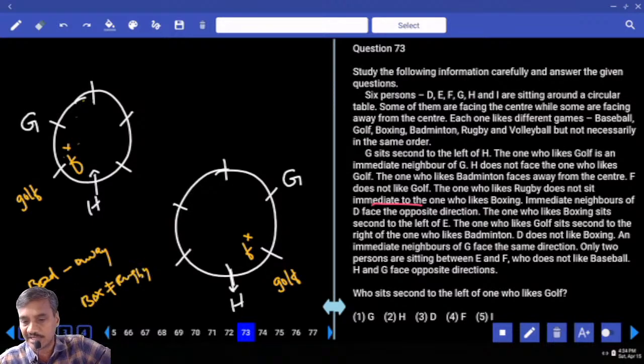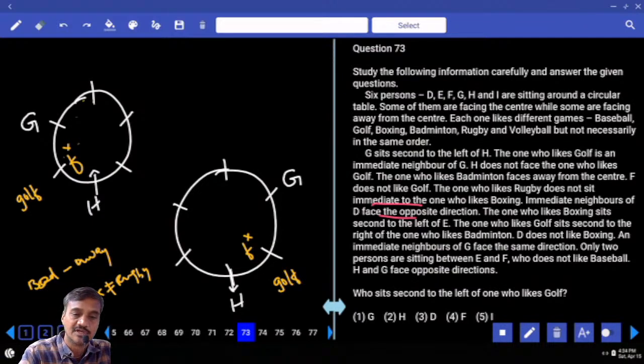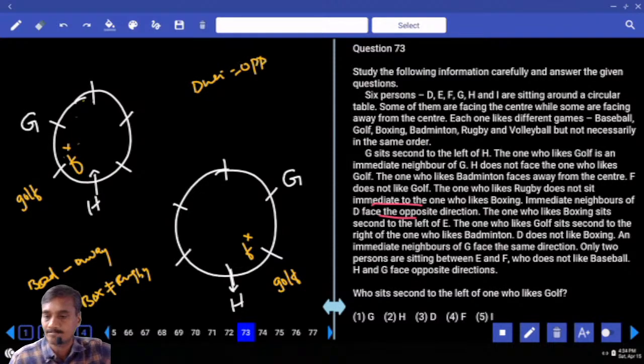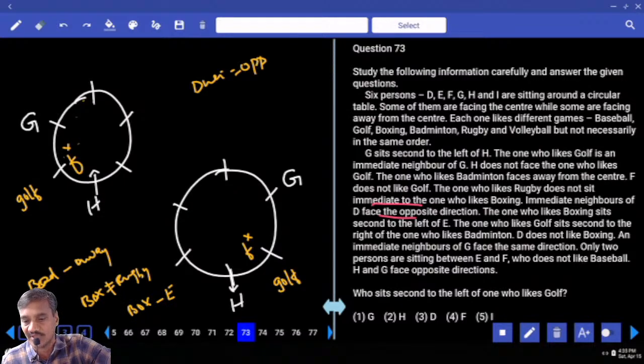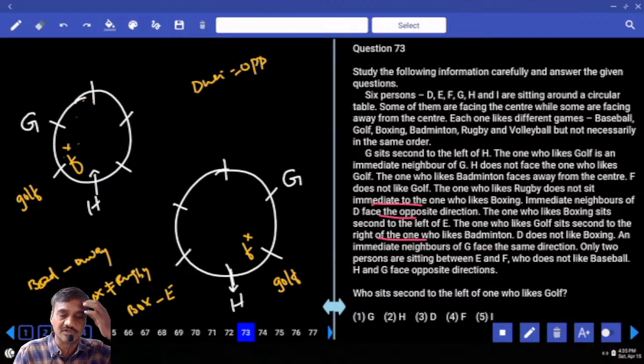And immediate neighbors of D face opposite. D's neighbors are in opposite directions. And the one who likes boxing sits second to the left of E. As of now, we do not have any information regarding this. And the one who likes golf sits second to the right of the one who likes badminton. Now golf is seated second to the right of badminton, isn't it? And D does not like boxing.